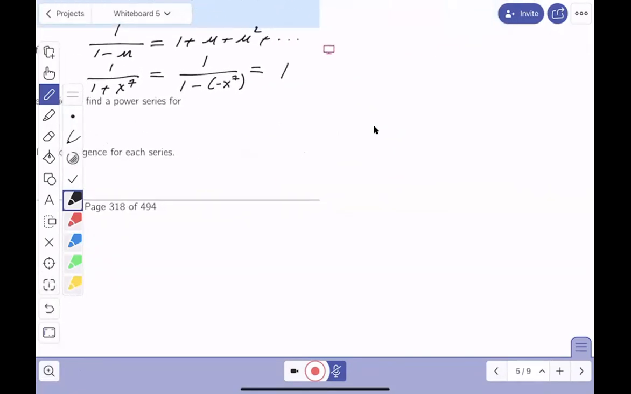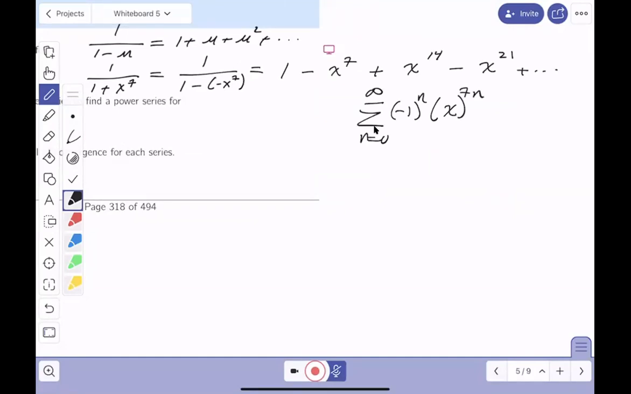What do you get? 1 minus x^7 plus x^14 minus x^21. I think you get the idea. You can write this as a sum if you like. This would be the sum of (-1)^n, n starts at 0 and goes to infinity, and then you get x to the 7n. Let's just check it out. Put 0 in there, the first term will be 1. Put 1 in there, you get minus x to the 7th power. Put 2 in there, yeah, it looks pretty good.